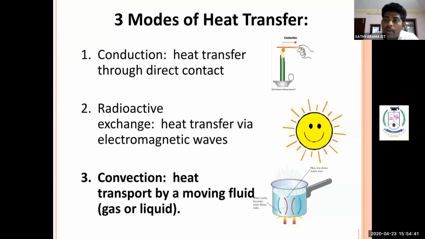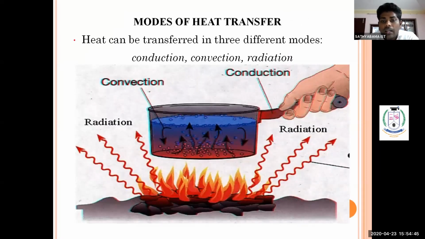I'll give a common example of this heat transfer. See, you can understand the concept of what is conduction, what is convection, and what is radiation. Those are the modes of heat transfer. Heat can be transferred in three different modes: conduction, convection, and radiation. See, someone is in the kitchen with a container. What are they doing? They are boiling the water. And for boiling the water, we need fuel for heat. I'm giving the heat to the container.